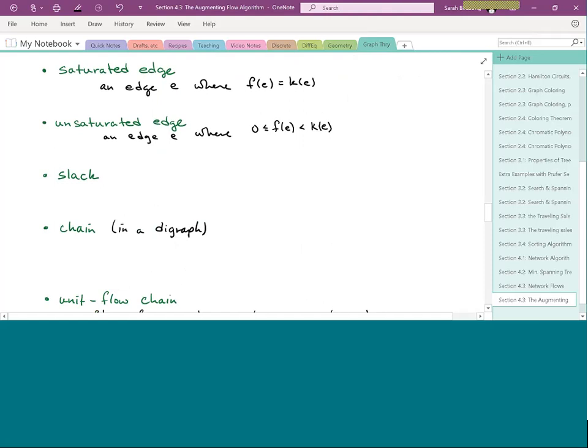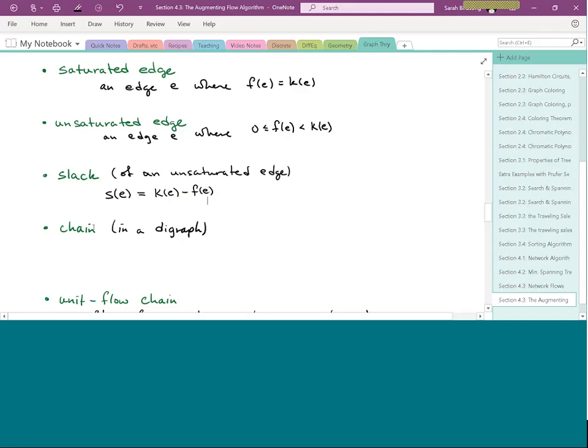So slack only applies to, oh, apparently I just cannot write today, to an unsaturated edge. And the slack of some edge E is the total capacity of the edge minus the flow. If the slack is zero, it means you have a saturated edge.